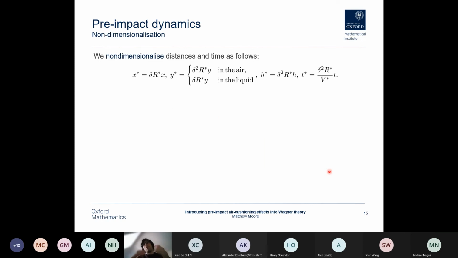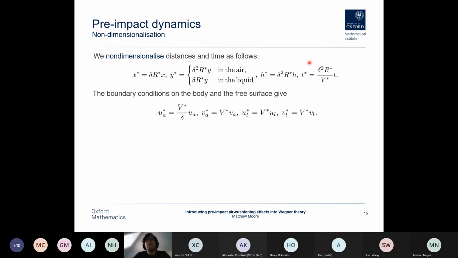If we put those into the model, we're making scalings that look like this, where we have a horizontal length scale of order delta. The vertical length scale in the air is order delta squared, while in the liquid, because it's so deep, we have the same x and y length scales. So there's this difference between the y scales, which is important. The free surface deformation is on the order of the thickness of the air layer. Obviously, we want it to deform sufficiently so that eventually it touches down, and the impact time scale is then given by delta squared r over v. This is the Wagner impact time scale that we're considering here.